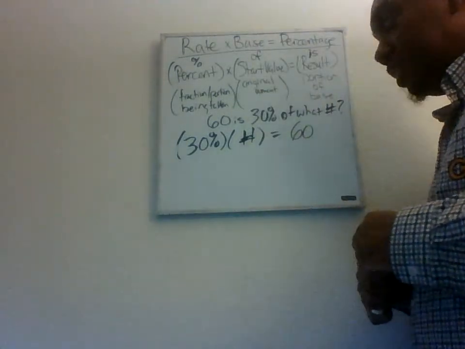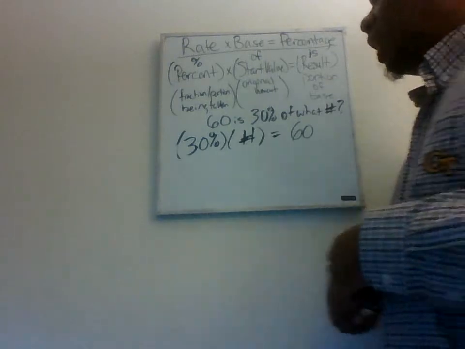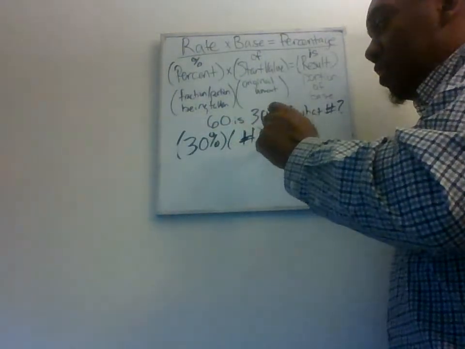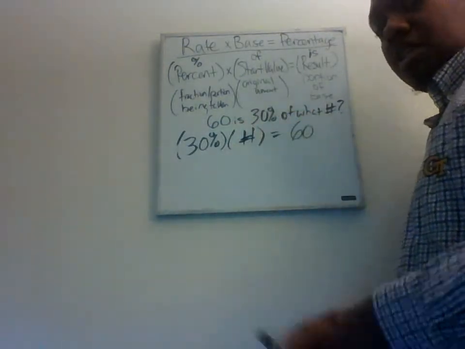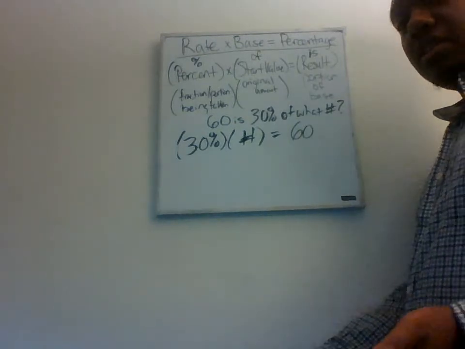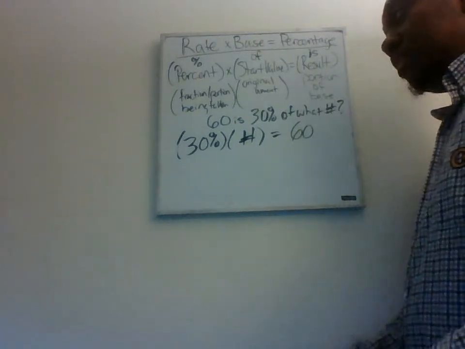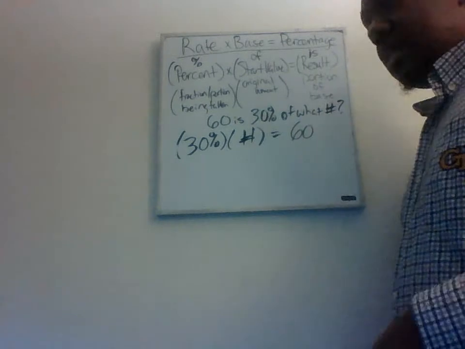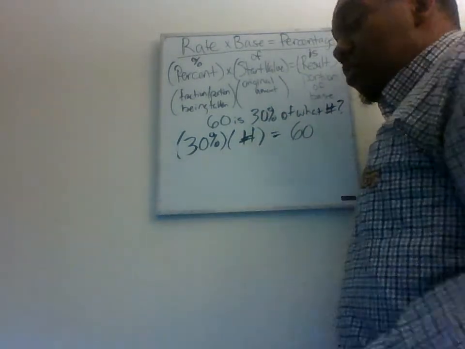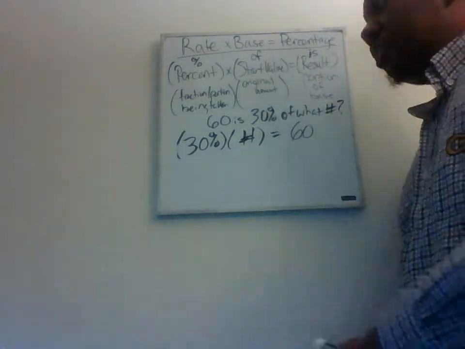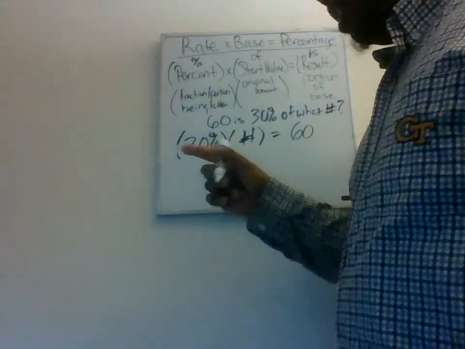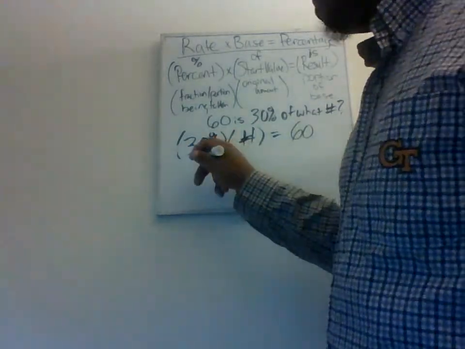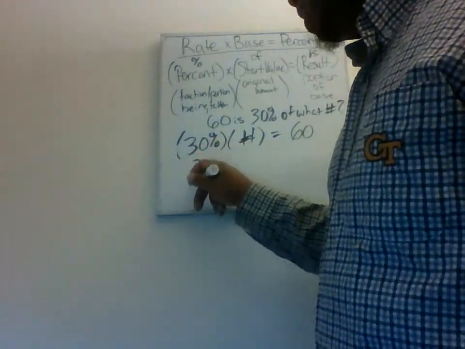Okay. So 30% times some number equals 60. So we just need to know 30% of what gives you 60. All right, that's fair enough. That's pretty simple. Well, to make things easier, we can change this to a decimal or we can change it to a fraction. Let's change again to a fraction because it's a common one. 30% can be written as 3/10.